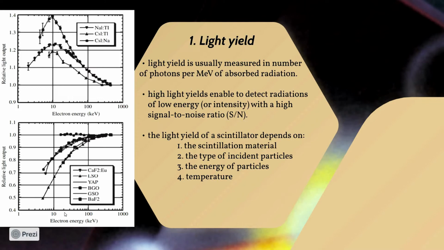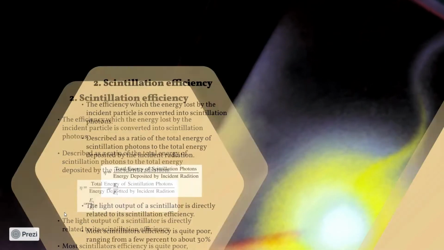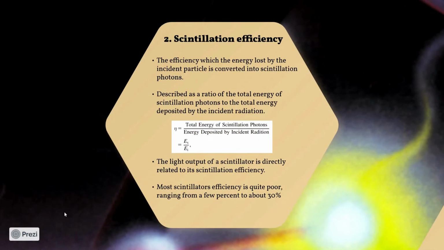The light yield depends on 4 factors. First is the scintillation material, second is the type of the incident particle, third is the energy of particles, and the fourth is the temperature. As you can see from the figure, various types of material and also different energies give different values of light output. The second one is the scintillation efficiency.